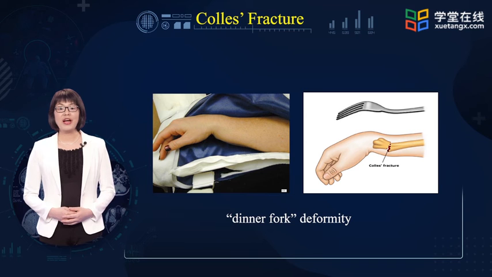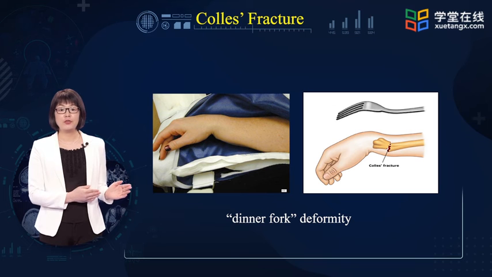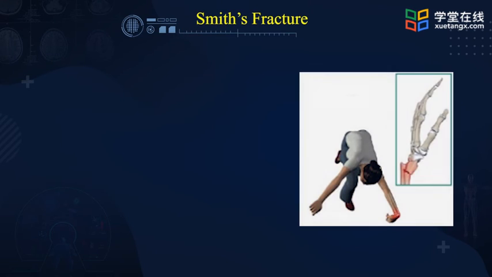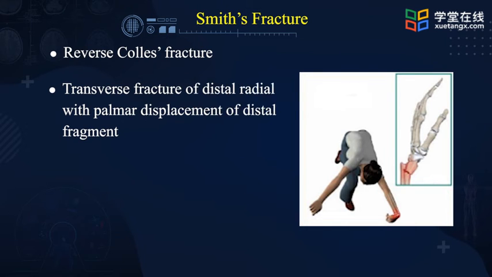Because of the dorsal angulation of the distal fracture fragment, we sometimes liken a Colles fracture to a dinner fork deformity. Smith's fracture is also called the reverse Colles fracture. It is a fracture of the distal radius with the palmar angulation of the distal fragment, which is caused by a fall on the back of the flexed wrist.